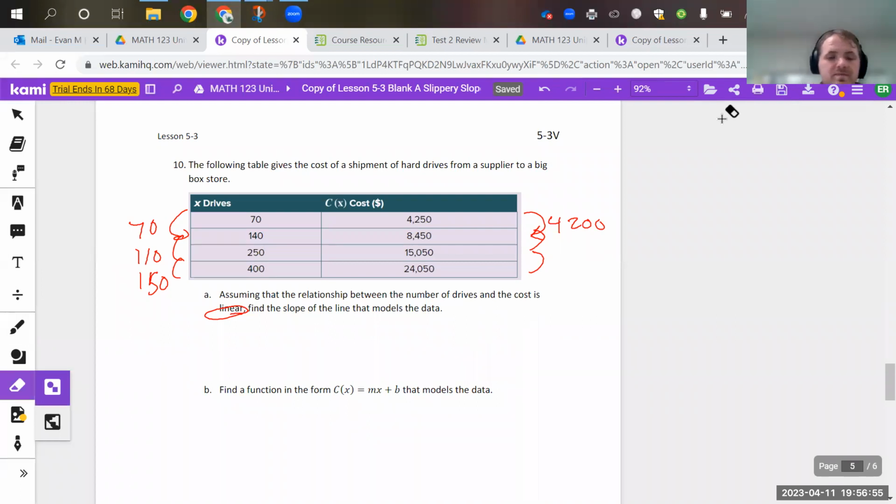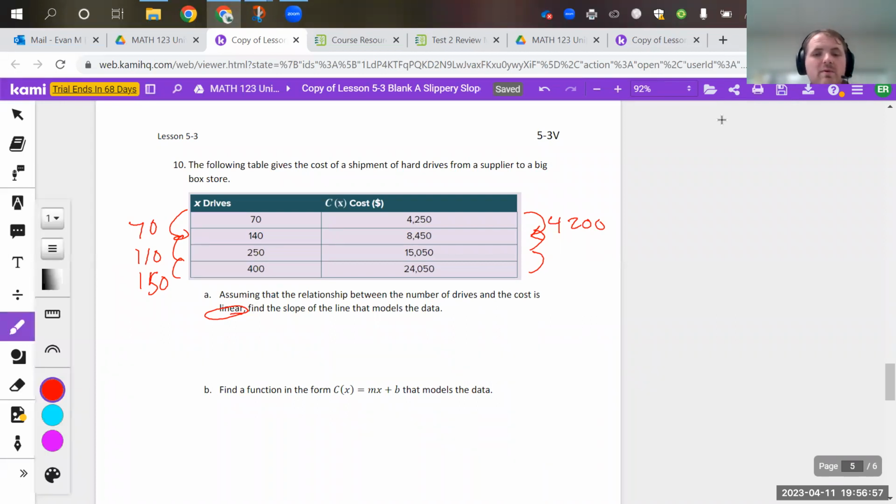So the slope, we still want to do that y2 minus y1. These are our y values, and these are our x values. So I always pick the two smallest ones because I don't want to do extra work if I don't have to. So I'm going to do, again, our formula, which is on your formula sheet, and I'll show you where that is before you leave tonight. So if you didn't already know, the y values are the 8450 minus the 4250.